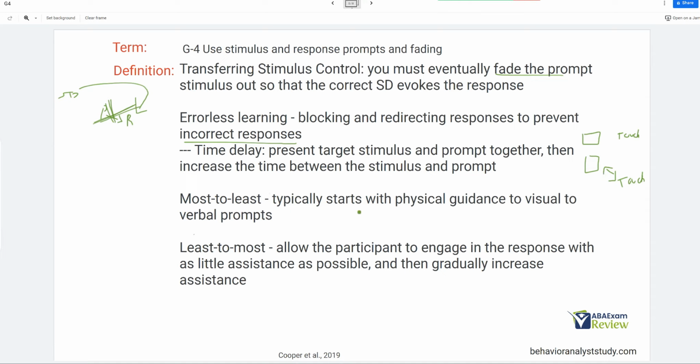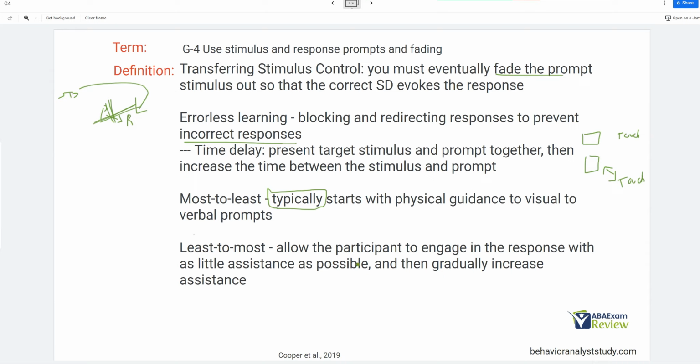Now, with most to least, you're typically going to start with your physical guidance, your most intrusive prompt first, and then fade it out. Notice the word typically, right? Because everything's individualized, but pretty much the physical prompt is the most intrusive prompt you're going to find. So if you're going to start most to least with the most intrusive prompt, it's likely going to be physical. Now, how you fade it afterwards might be dependent on your client.